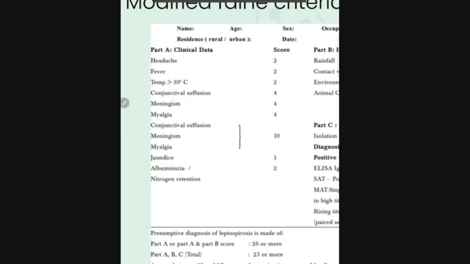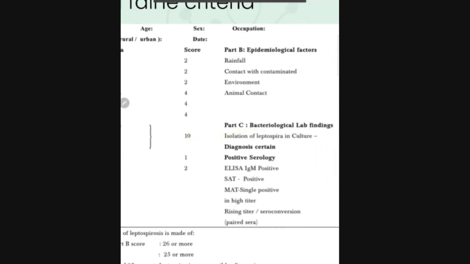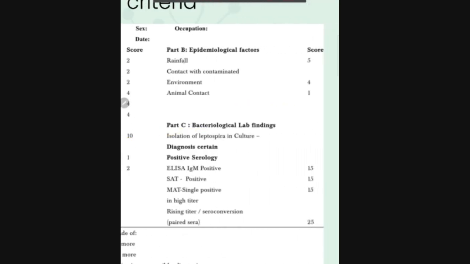One thing I would like to say here is leptospirosis mainly involves the renal system as well as the liver. Leptospirosis, if treated at the appropriate time, will prove fruitful. If not, the patient can go in for serious deleterious conditions. Next, part B in the score is epidemiological factors. In places where there is high rainfall, you have more chance of getting leptospirosis. Contact with contaminated environment, animal contact.